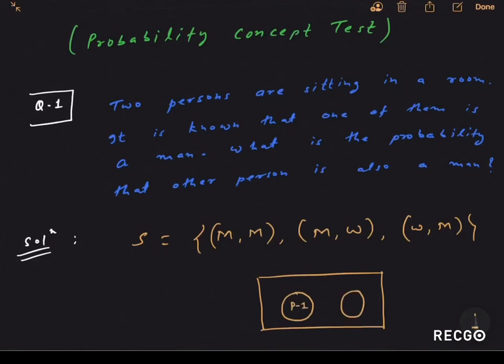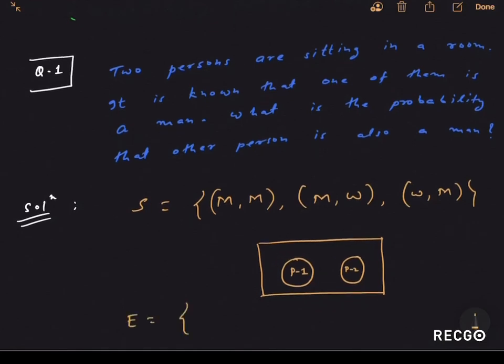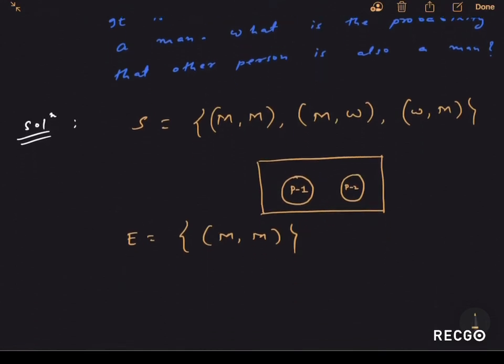And therefore the sample space consists of these three ordered pairs of men and women, the gender of person P1 and the gender of person P2. The event says that both are men, so there is only one element in the event. And as you can see, all three elements are equally likely to occur. They are mutually exclusive and exhaustive also, and therefore the probability is equal to n by N, that is, 1 by 3. So this is very straightforwardly solved.